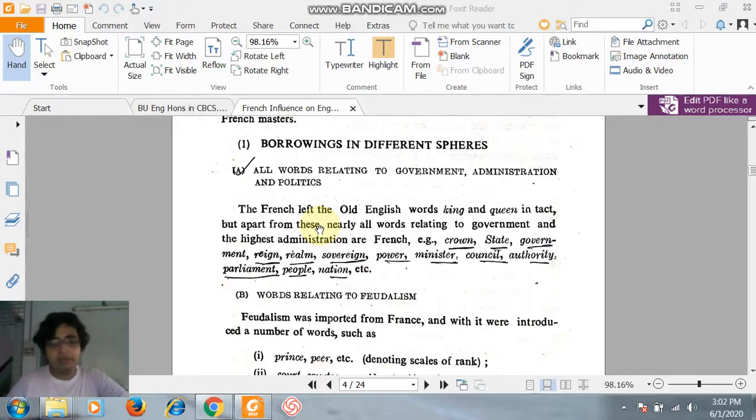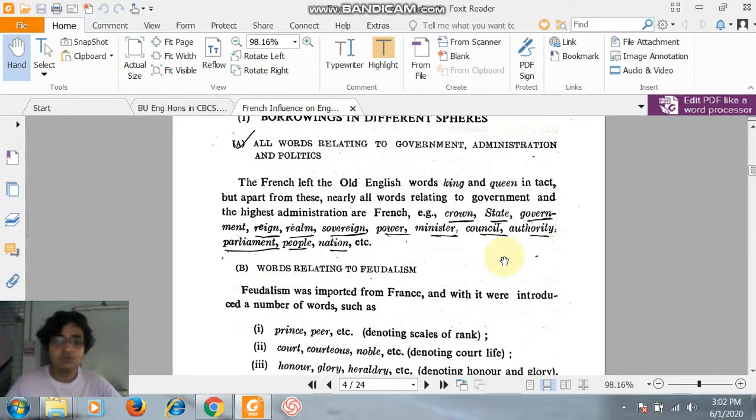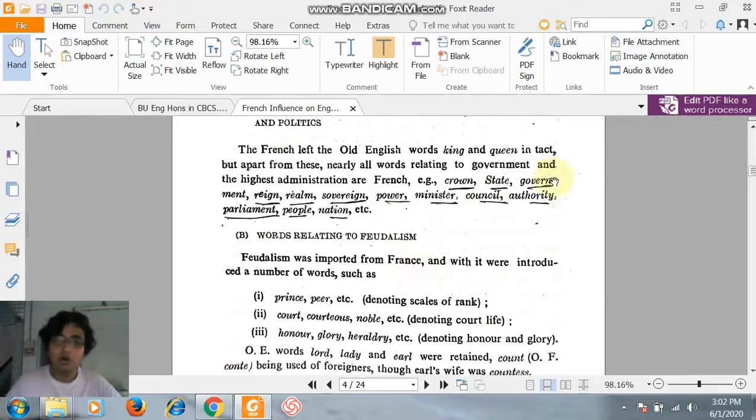Now, coming back to the French influence on the English language, let us begin with the words relating to government, administration and politics. The French left the Old English words king and queen intact. But apart from these, nearly all the words relating to government and the highest administration are French. For example, crown, state, government, reign, realm, sovereign, power, minister, council, authority, parliament, people, nation. All these words, which are inextricably interconnected with the governance and administration of a nation, are French.